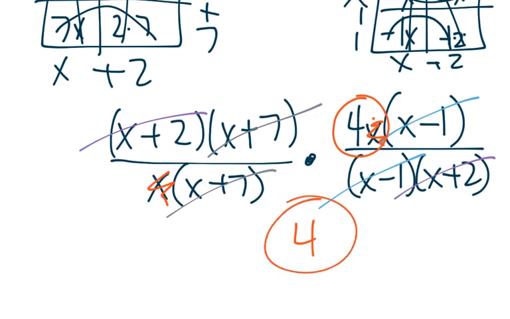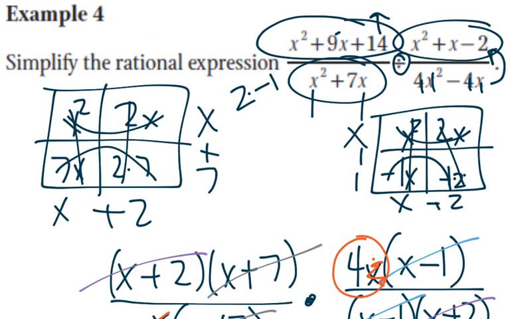Okay, so the main thing to pay attention to is whether it's multiplication or division. If it's multiplication, you just simplify, eliminate what you can, multiply what's left over. Division, you have to make sure that you're flipping the second fraction.